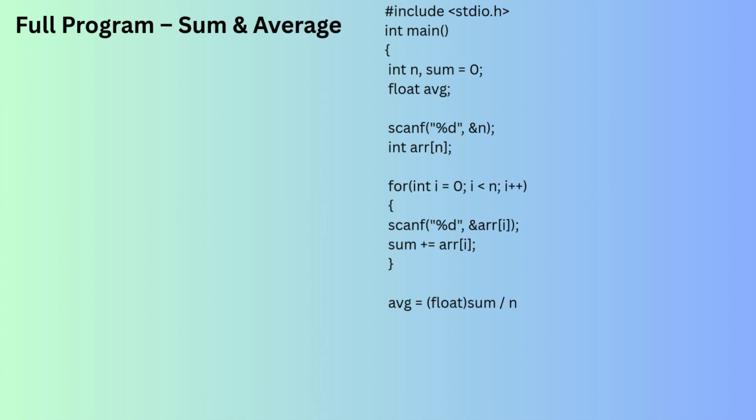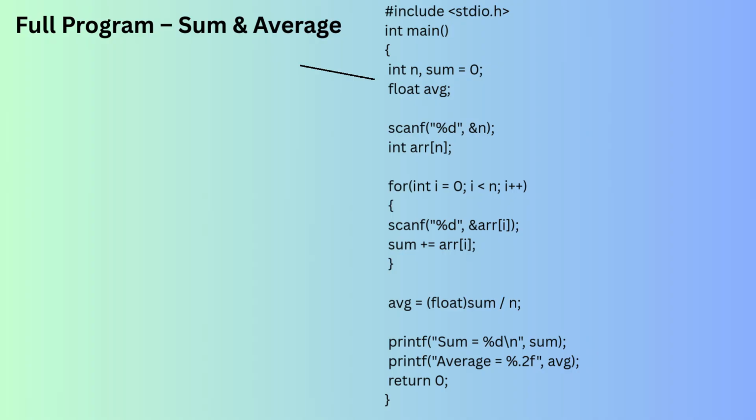So the full program for the sum and average of n numbers looks like this. Initially, we declare three variables: n and sum as integer and average as float. Then we take the input, and we are taking three integer type values into the arr array.